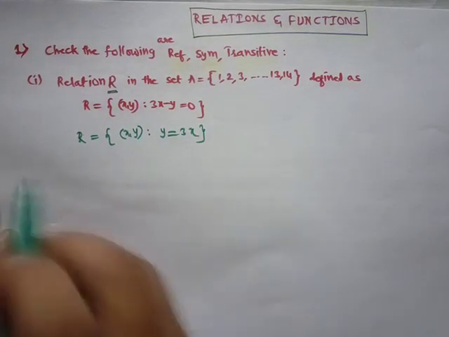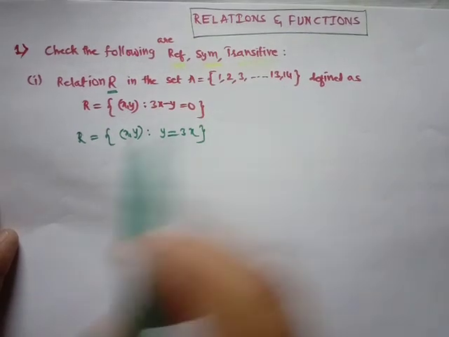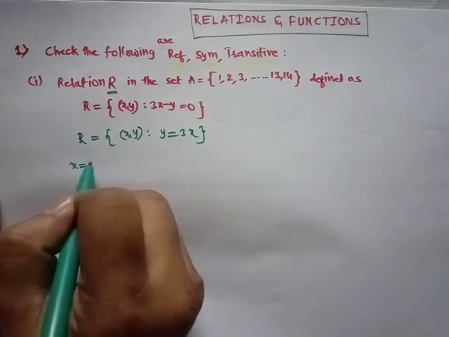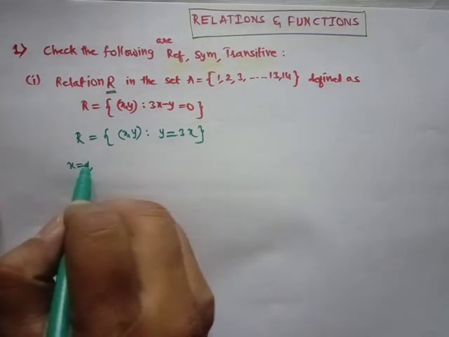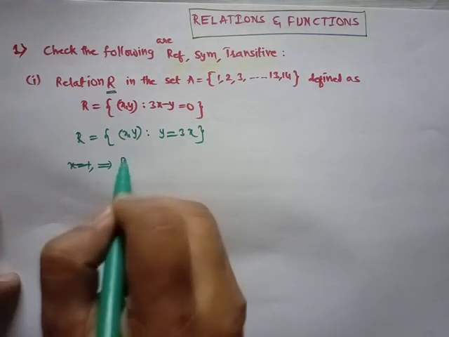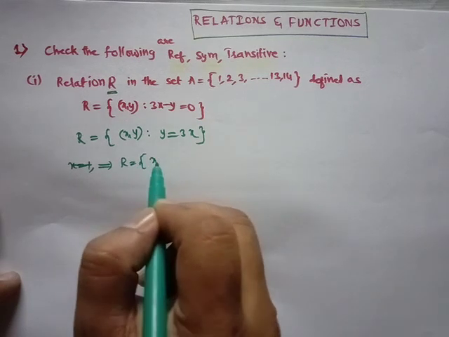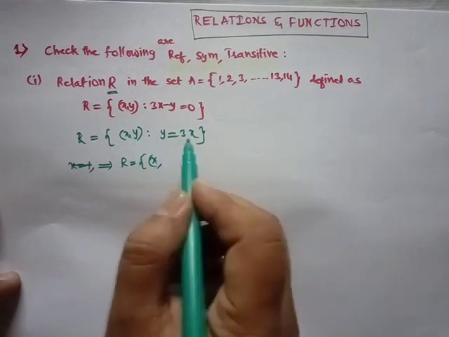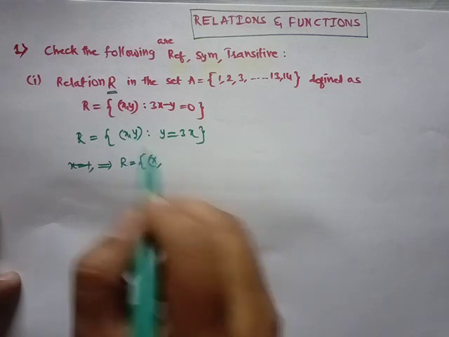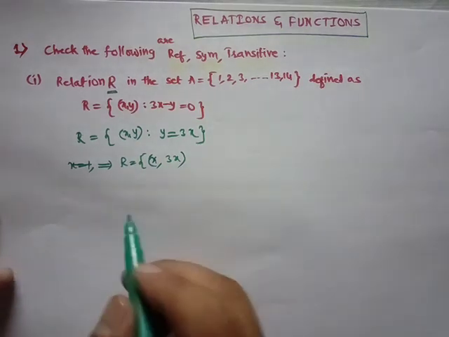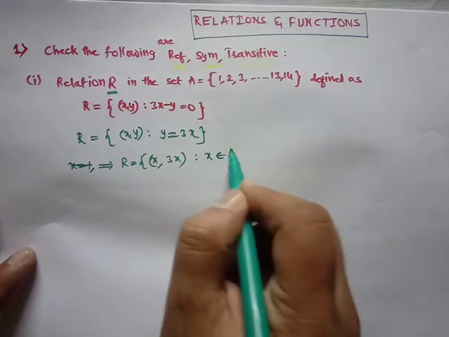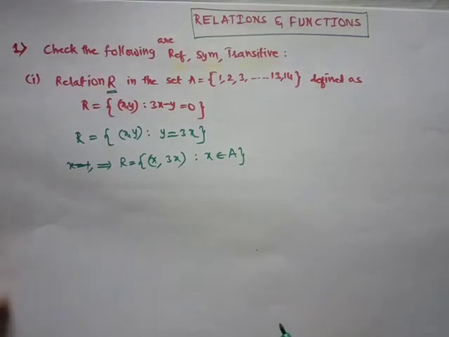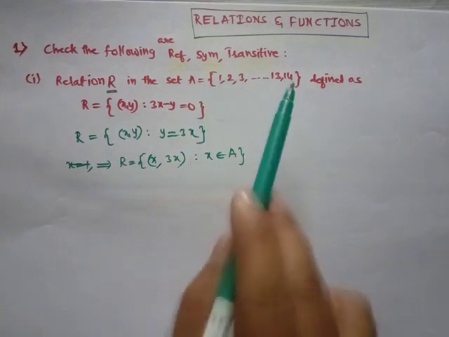Now x and y will take up the values from 1 to 14. Now consider x is equal to 1. Rewrite the same R in this manner: (x, y) where y is equal to 3x, then replace this y with 3x here, (x, 3x) such that x belongs to set A. Now x will take up the values from 1 to 14.